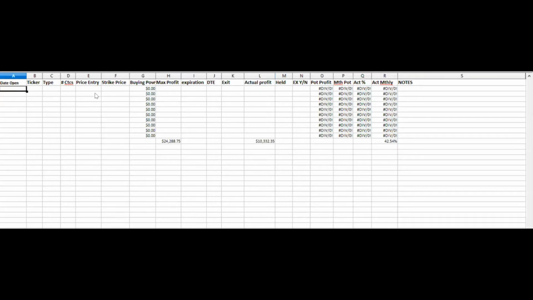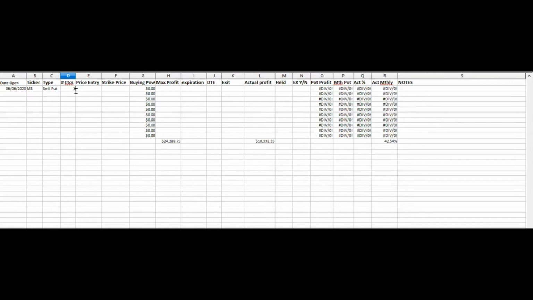Let's just say today I was going to open a trade. So today is 0606. Now, obviously the market's closed. So it fills my date in, and let's say the ticker was Morgan Stanley, which seems to be the one I always use. So the ticker is Morgan Stanley, and I'm going to sell a put. So this is a cash secured put.